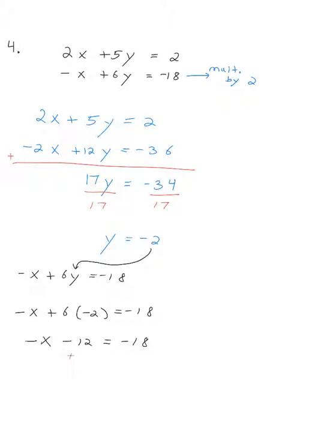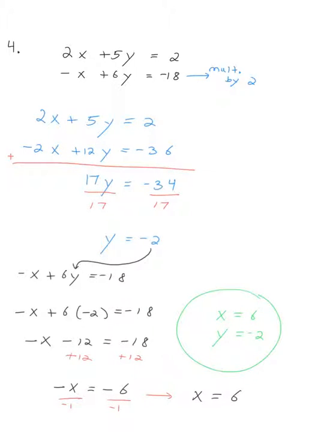If I add 12 to both sides, I get negative x is equal to negative 6. Dividing both sides by negative 1 gives me my final answer for x equal to 6. So I have my solution. I know that x has to be equal to 6 and y has to be equal to negative 2, and I solve for this by using the addition method.